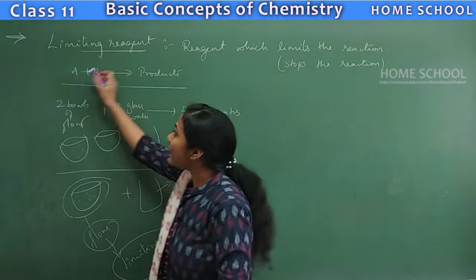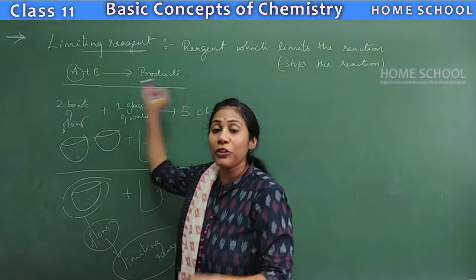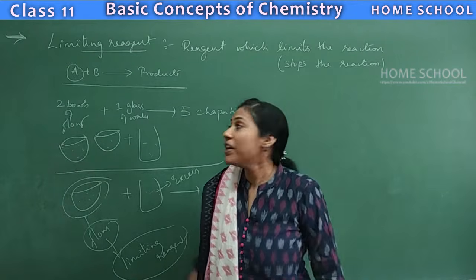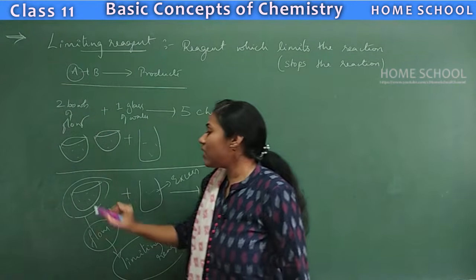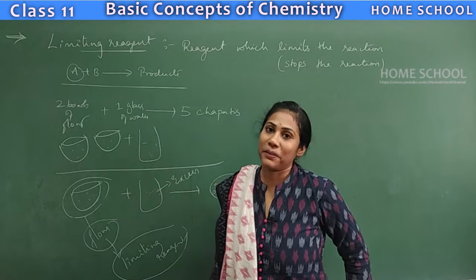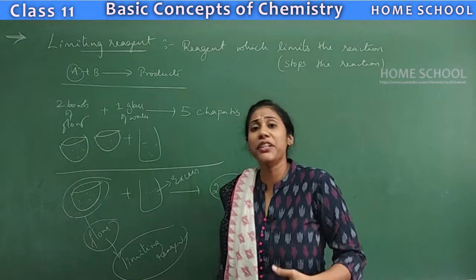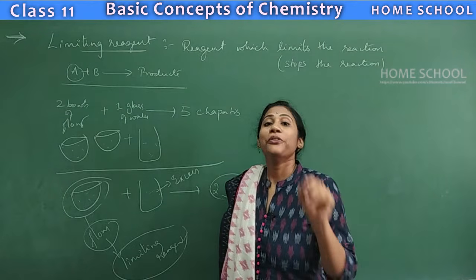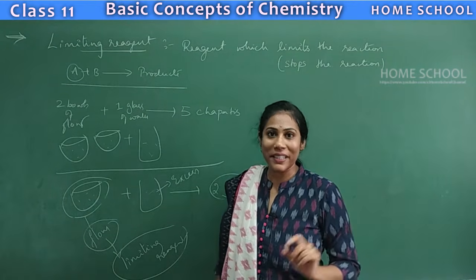Because of that reagent which is less in amount, you will get very little product. Finally the reaction gets stopped. So that reagent we will call the limiting reagent, and the other reagent is called the excess reagent. Clear? So hope you have understood the concept of limiting reagent.